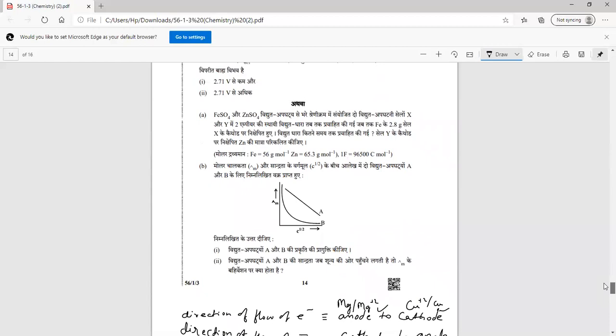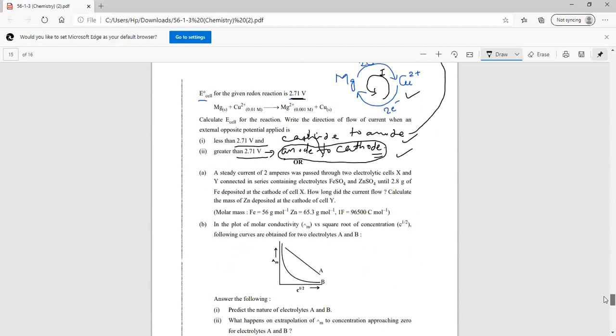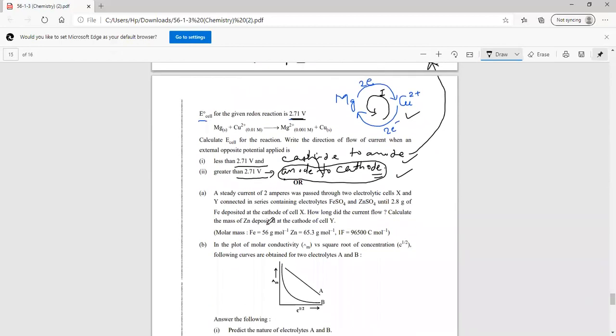there are a few sub questions also. This is the or part of the question. Or means if you skip this question, then you can do this question instead. This question is based on Faraday's law of electrolysis. A steady current of 2 ampere was passed through two electrolytes X and Y connected in series. That means the same amount of charge was passed through. If the same current was passed in series, then the same amount of charge was passed. Until 2.8 gram of Fe was deposited at the cathode at X, how long did the current flow? You have to find out how long the current flowed.